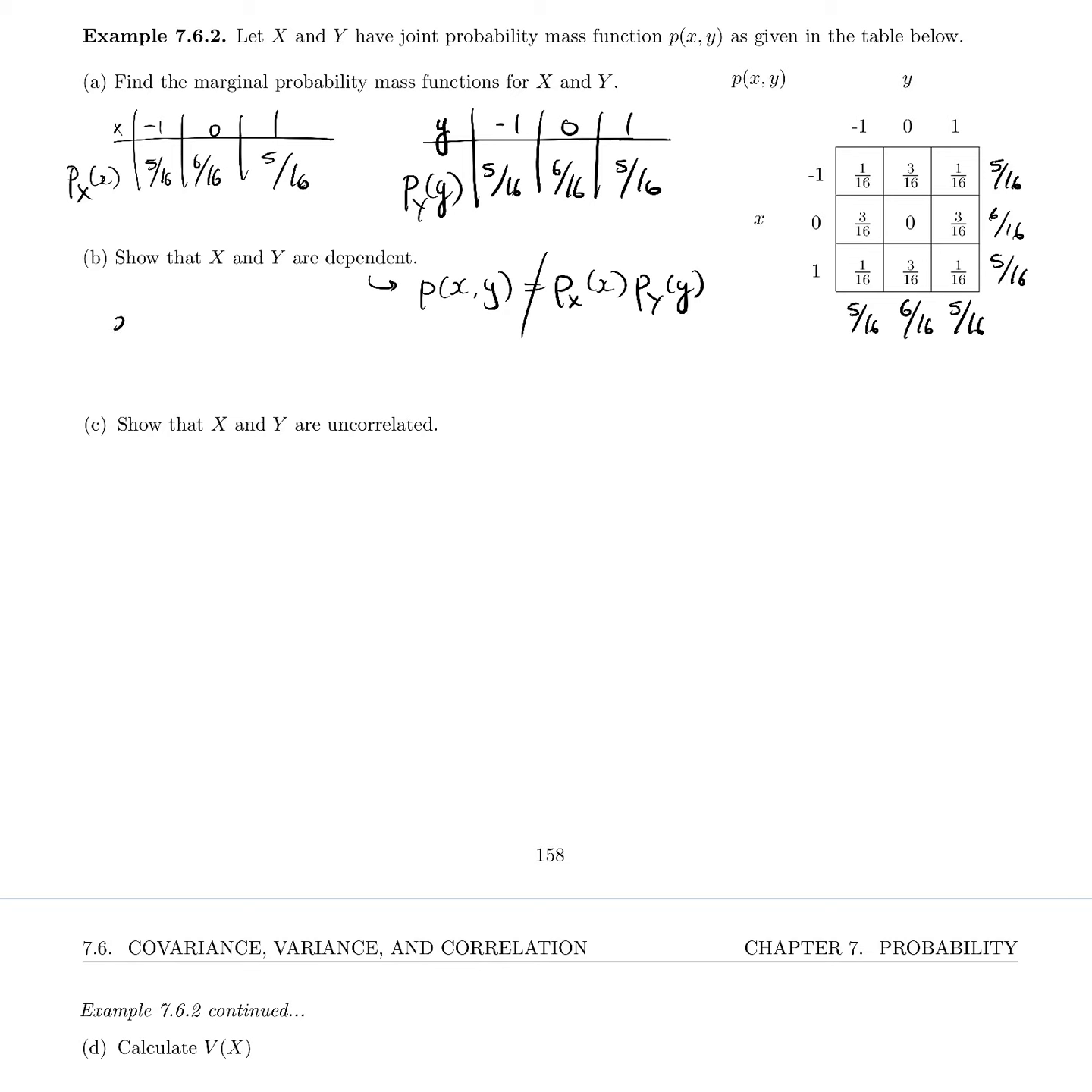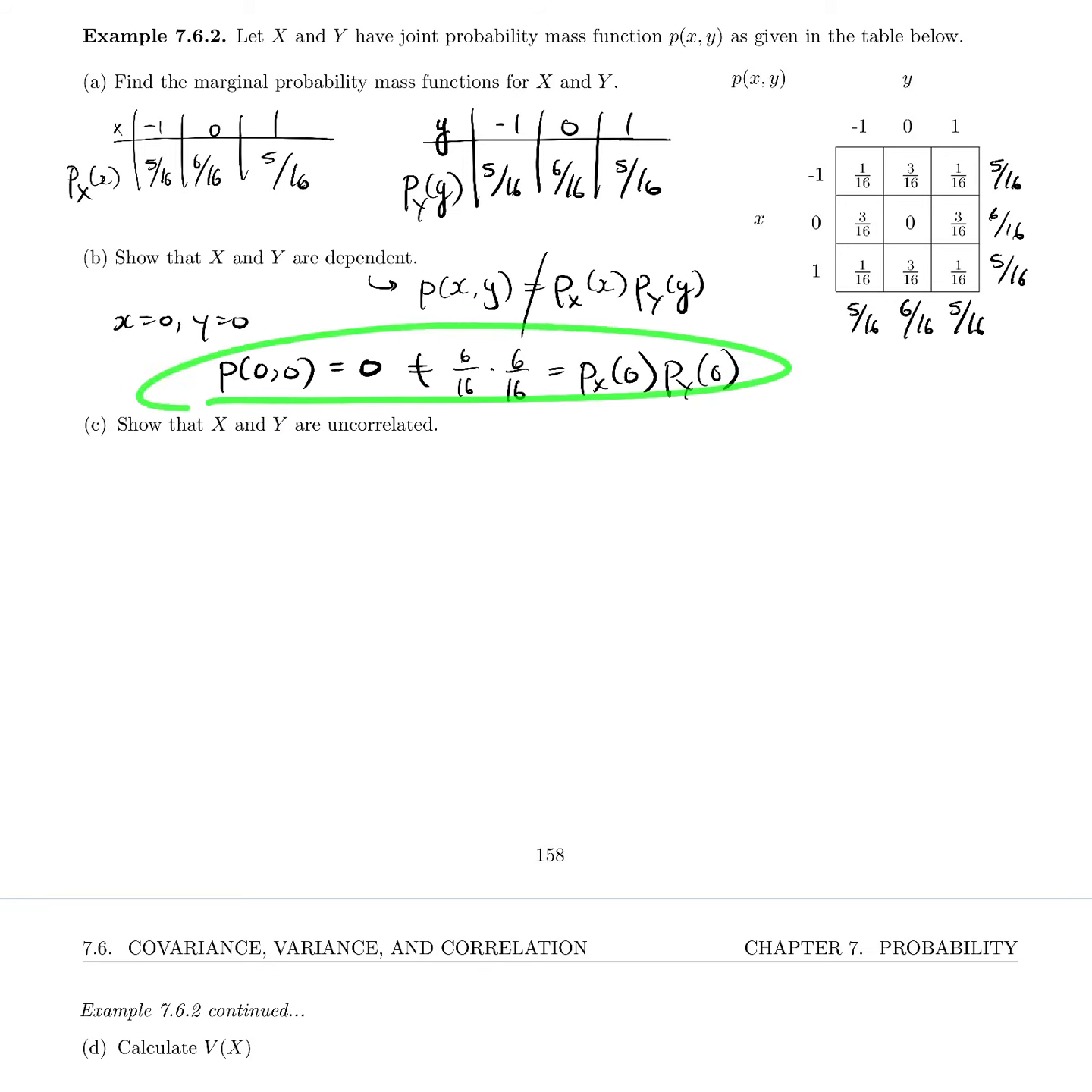So if we take x equals 0 and y equals 0, then we've got p of 0, 0. P of 0, 0 is here. That is equal to 0, which is not equal to the marginal of x times the marginal of y, which is 6/16 times 6/16. That is clearly not 0, but that is what we get if we multiply the marginal of x at 0 and the marginal of y at 0. So since we have one value where the marginals do not multiply to give the joint probability mass function, we can say therefore that x and y are dependent.